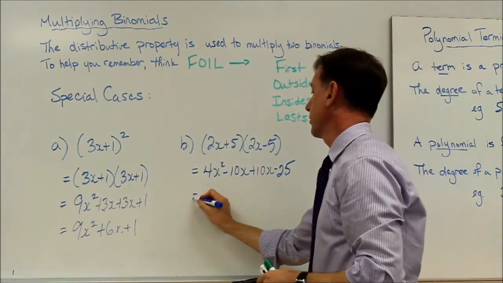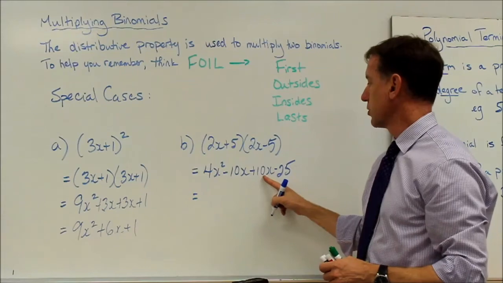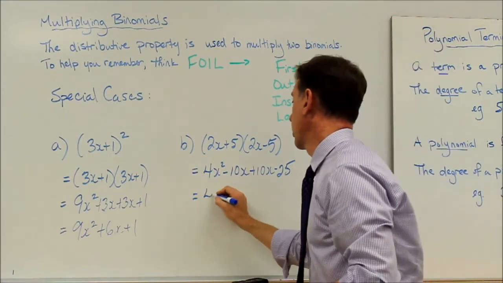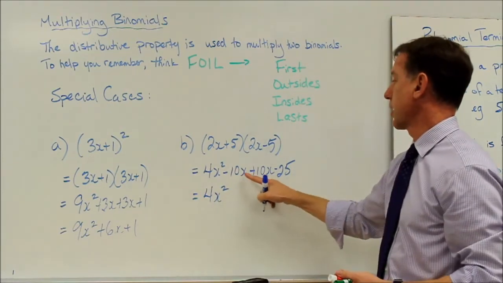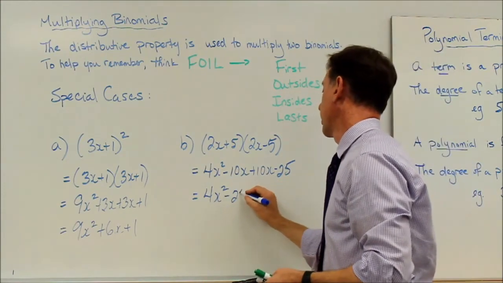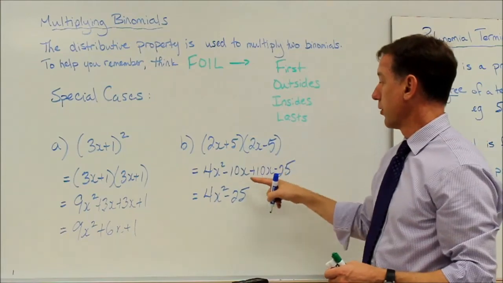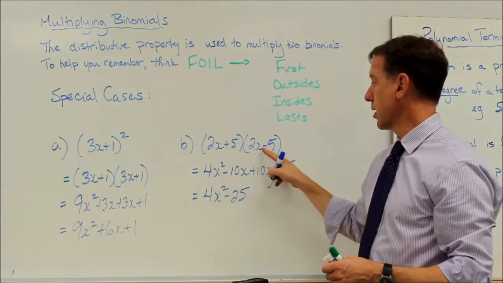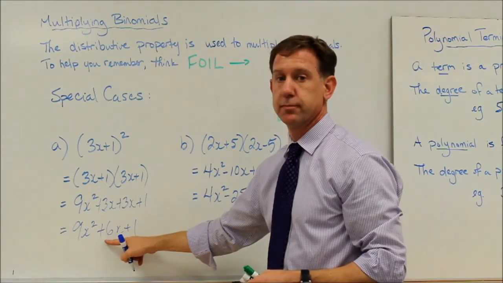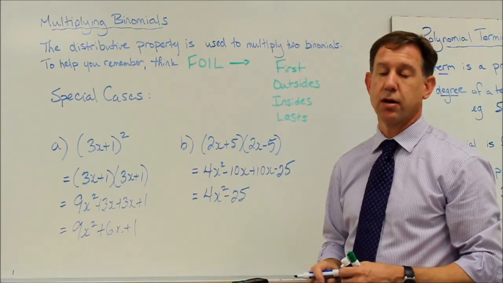And the nice part about this particular question is, with those opposite signs, you can see we've got like terms in the middle here that will essentially give 0. So 4x squared minus 10x plus 10x is 0. We don't have to write anything down for that, and leave it with minus 25, and we're done. So there is no middle term here because of the opposite signs, but there is a middle term here. We've got the same signs. Okay, so get some practice, and if you have any questions, I'll answer them in class.